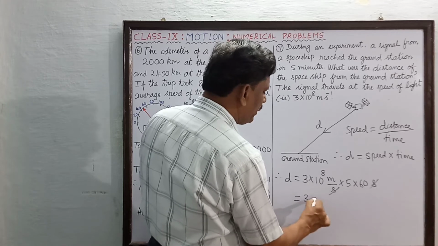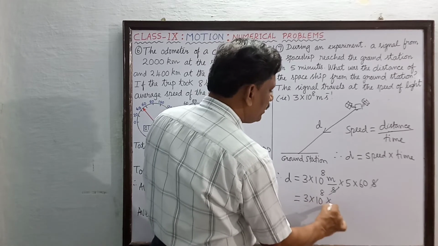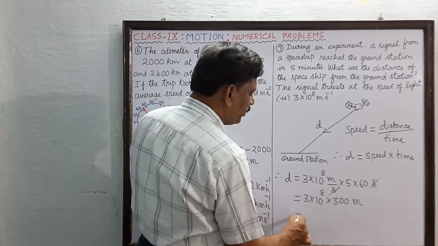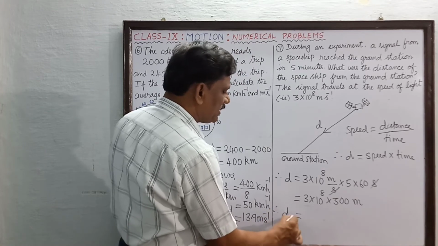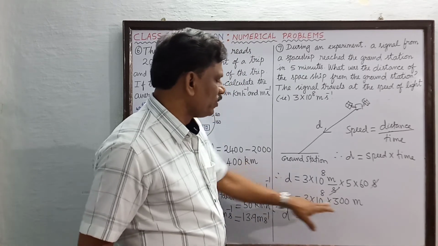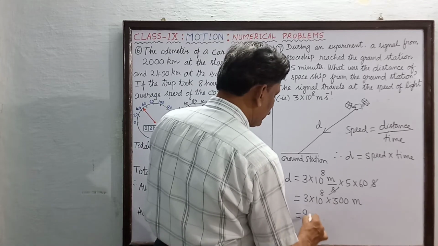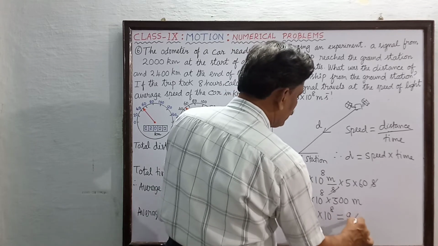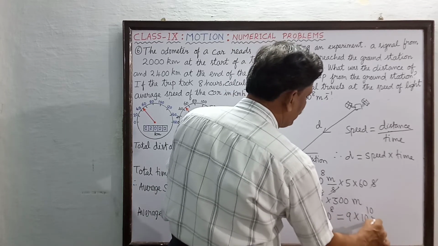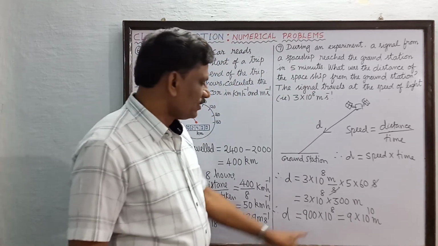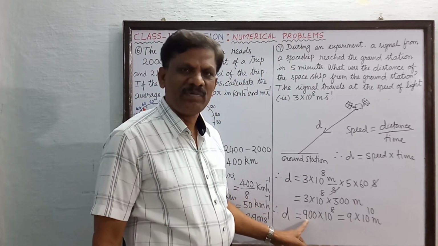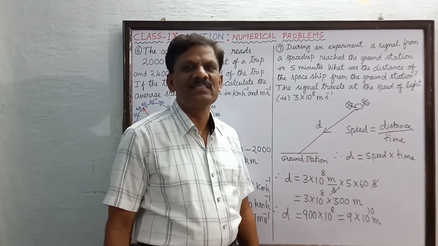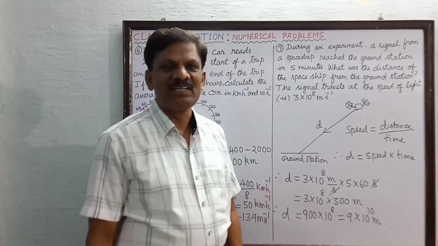So this is 3 into 10 power 8 into 300. The answer will come in the unit, namely meter. Therefore, the distance is equal to 3 threes are 9, so it is 900 into 10 to the power of 8. So this is equal to 9 into 10 to the power of 10 meter. Okay, 900 is 9 into 100, 9 into 10 power 2, and this is 10 power 8. So it makes 9 into 10 power 10 meter. This is the answer. I hope you must have understood well. Fine.